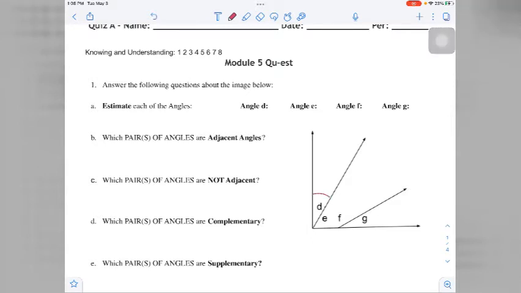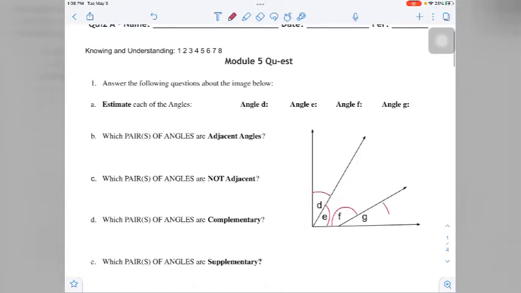So here we have angle D. Here we have angle E. Angle F goes from here to here, and angle G goes from this line to this line. So angle D, when I'm looking at that, that is approximately a 30-degree angle. I know that from all the way going straight up and down to straight sideways, that's 90 degrees, and this looks like it's maybe about a third of the way there.